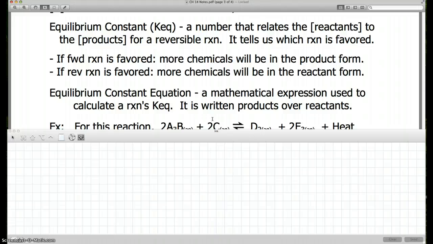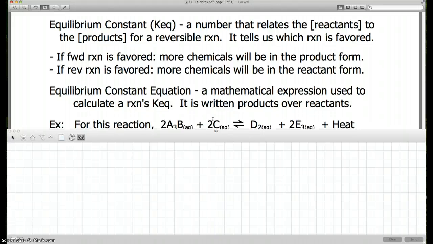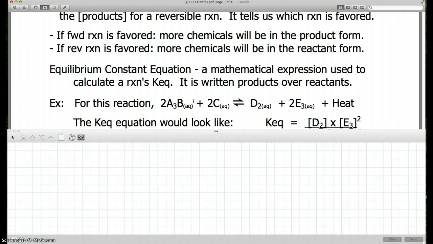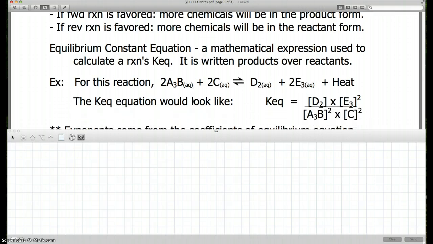So to figure out this equilibrium constant, which is just a number, we have an equilibrium constant equation. It's a mathematical expression that we use to calculate a reaction's equilibrium constant. And it's written products over reactants. So if I look at this example here, we have this reaction, 2A3B, aqueous, and so forth, with a double arrow meaning equilibrium.